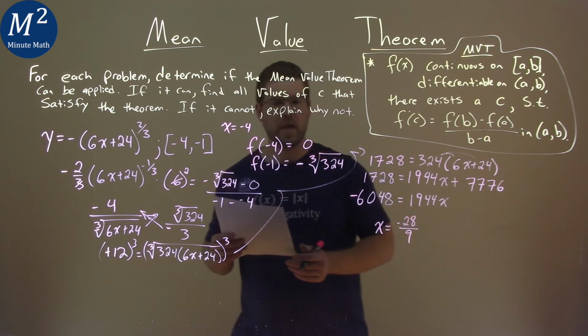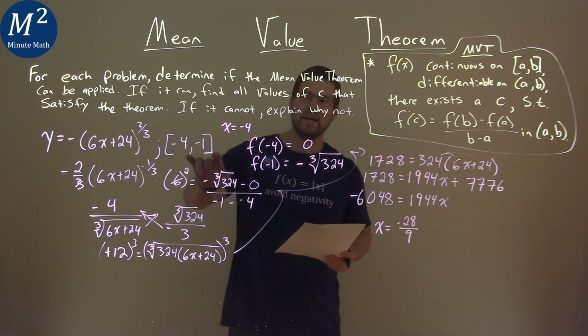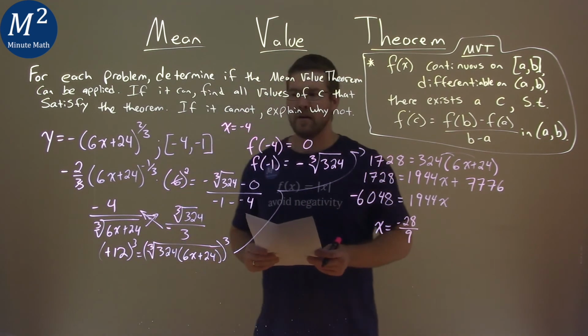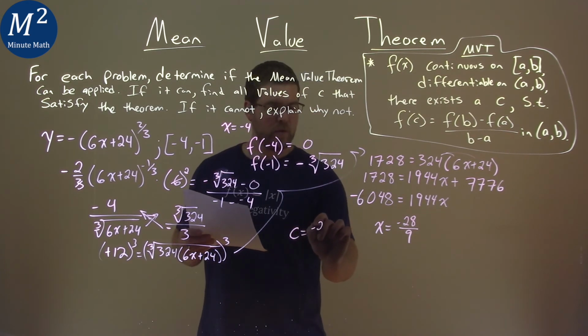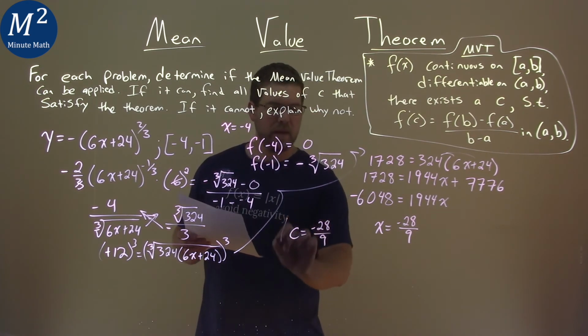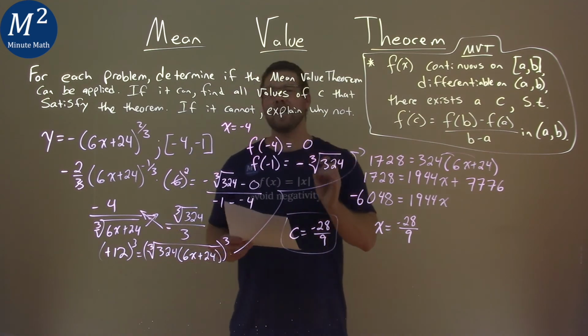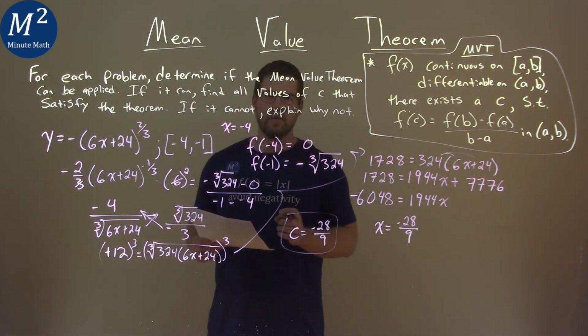9. Now, negative 28 over 9 is within our interval here of negative 4 to negative 1, and so our c value is negative 28 over 9, and that is the c value that satisfies the mean value theorem.